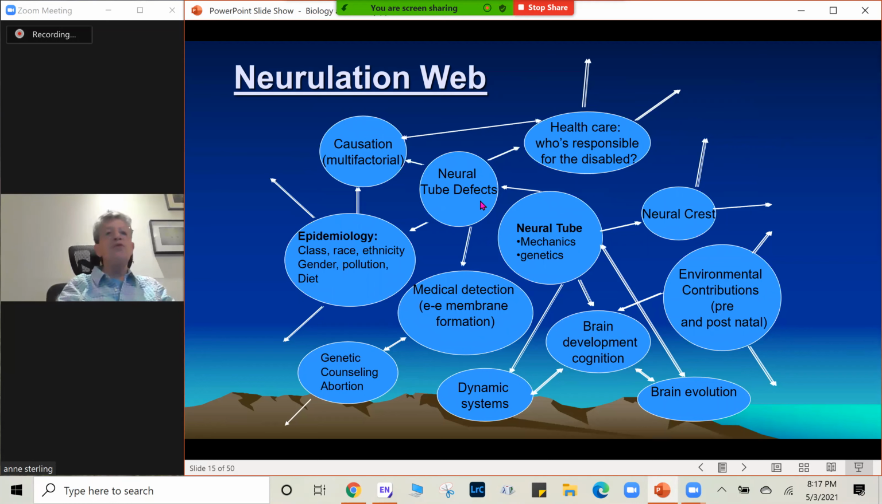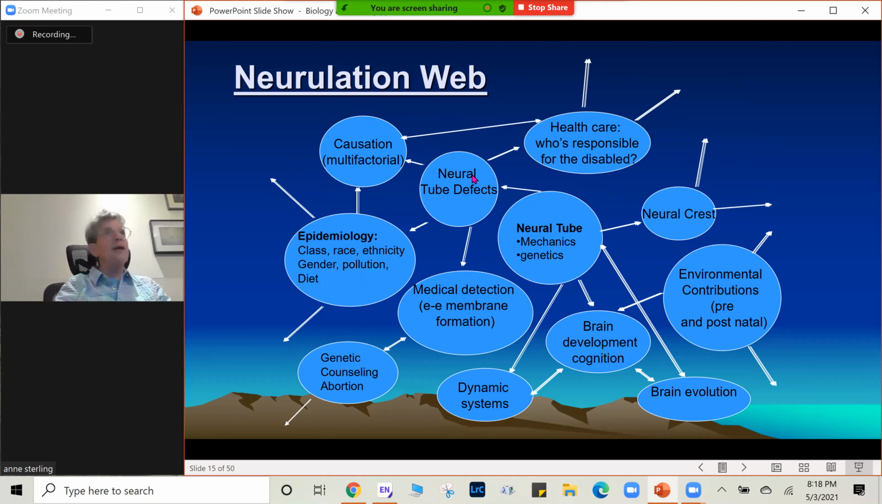You have neural tube defects, for example, and how they form, the mechanisms that they form, can sometimes be related to the epidemiology of race, class, ethnicity, gender, pollution, diet. These are all related to neural tube defects. Who's more likely to get them? Who's less likely? The question of, if you have a diagnosed neural tube defect, do you get an abortion? That leads to a whole other set of questions, which are both social and religious in nature.